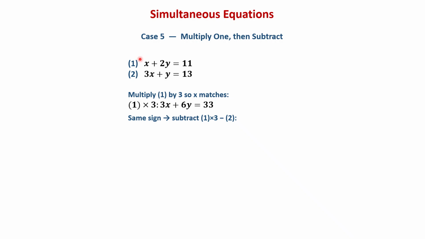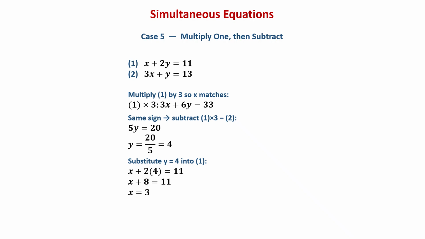Now, what we will do is we will subtract. 3x and 3x will cancel. And then 6y minus y is 5y. And 33 minus 13 is 20. So 5y is 20. That means y is 4. Now to find x, just substitute in the first equation. This is an easy one. Now it's x plus 2 times y, which is 2 times 4, equals 11. x plus 8 equals 11. That means x is 3.